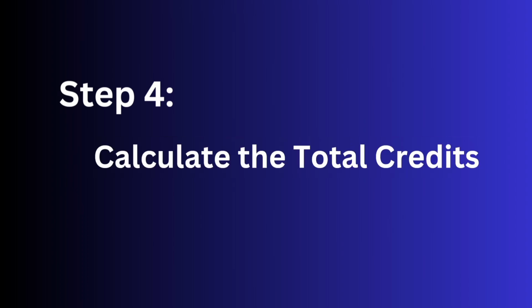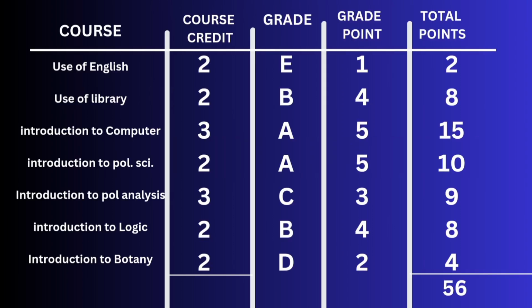We move over to the next step, which is step 4. Calculate the total course credits. To get our total course credits, back to our table, we'll sum up the total course credits as displayed on our table. So we're going to do 2 plus 2 plus 3 plus 2 plus 3 plus 2 plus 2. This gives us a total of 16. So our total credits is 16. Hope you get that now.